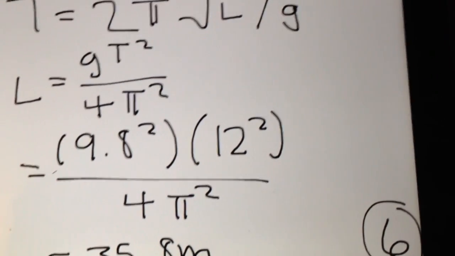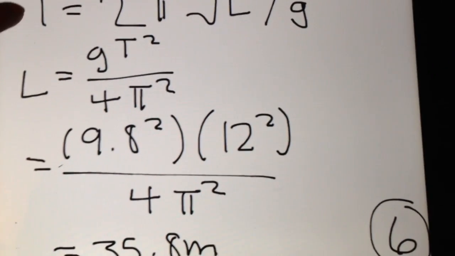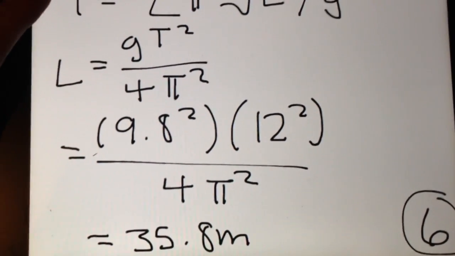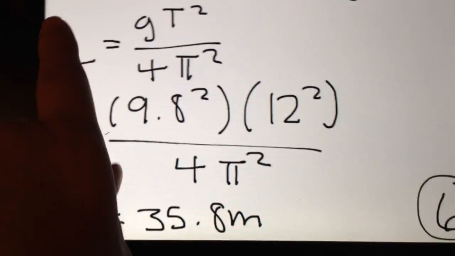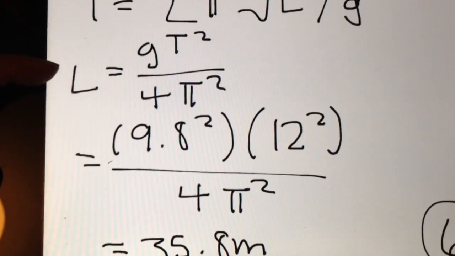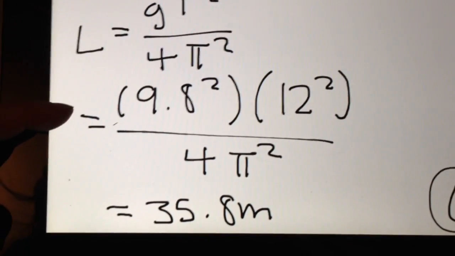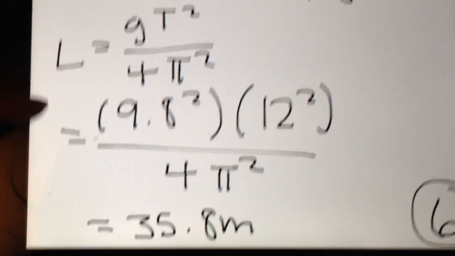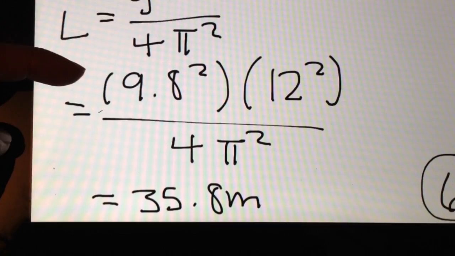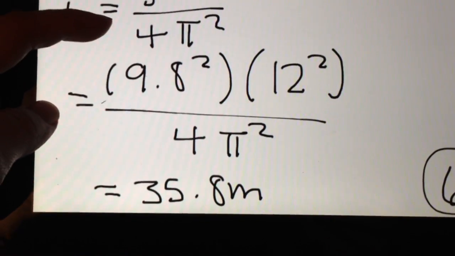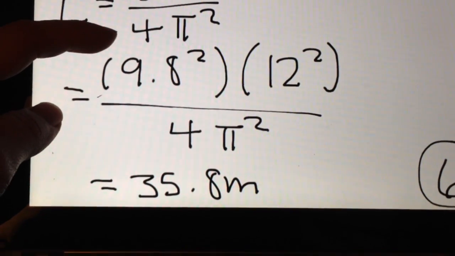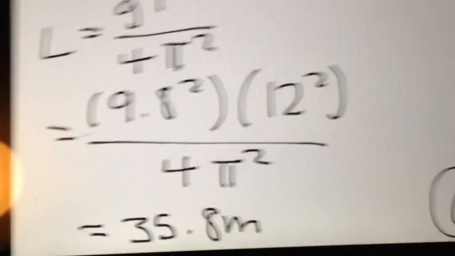Well, if we use our formula, T equals 2 pi times the square root of L divided by g, and we switch it around to find L, we get this formula right here. Then all we have to do is plug in the givens. We have 9.8, which is always gravity, 12 seconds is our time, and then we have the 4 pi squared.